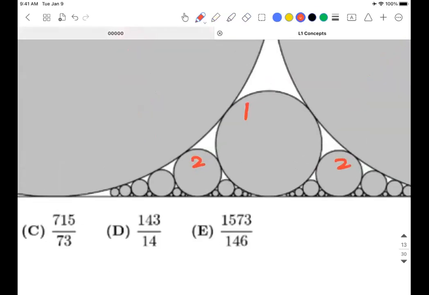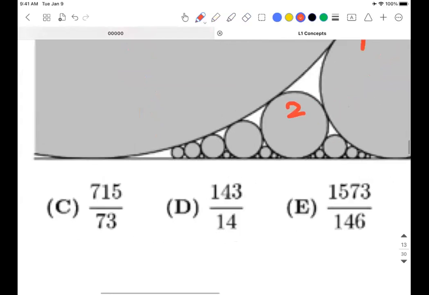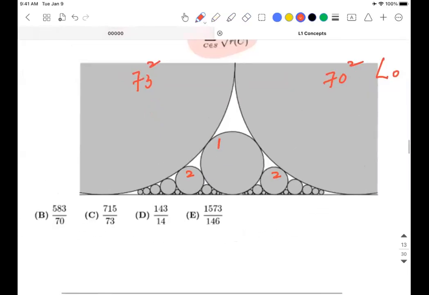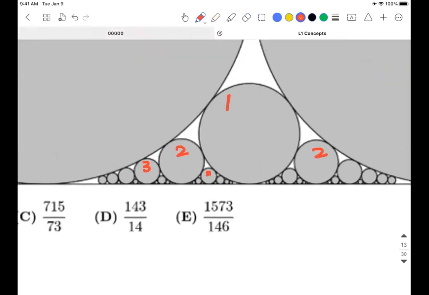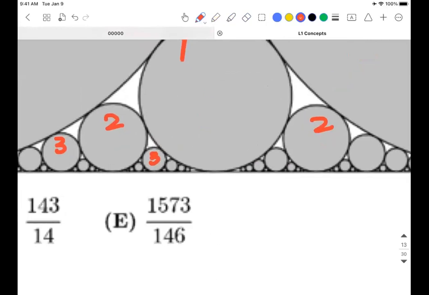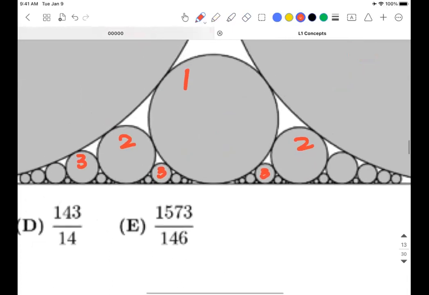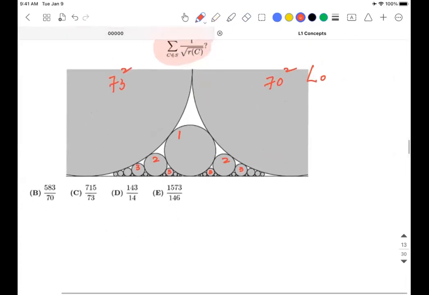As long as you're done with layer 2, let's go for layer 3. Layer 3 is the same thing. This one is tangent to the 73 square circle and layer 2. The other one is here, tangent to layer 2 and layer 1. The third one is here, tangent to layer 1 and layer 2. And the last one is here, tangent to layer 2 and 72 square. So this is actually what the question is asking.